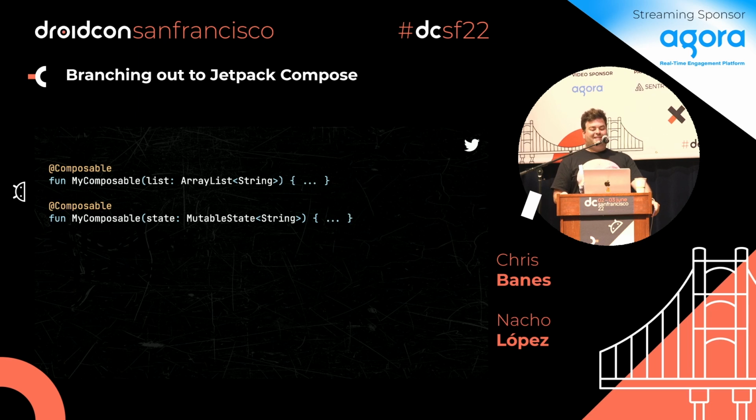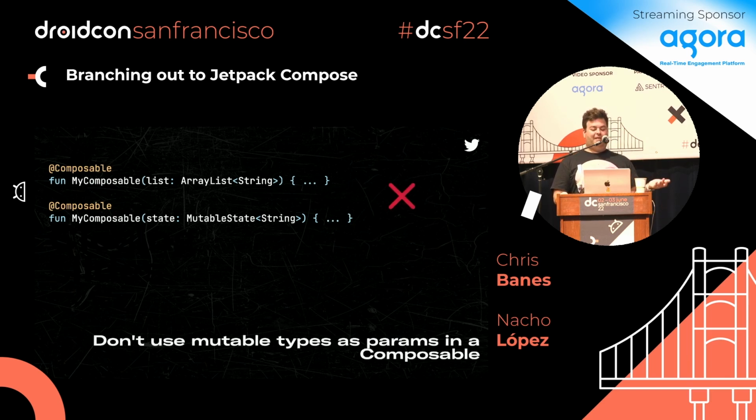We also detect, and this was a very sneaky one to detect, if composables use mutable types as parameters, because we should avoid mutability in params as much as possible. We have an allow list for common platform mutable types, like let's say array list, hash map, hash set, etc. And also one for Compose's mutable state class, because that was the number one by far that we saw in code reviews.